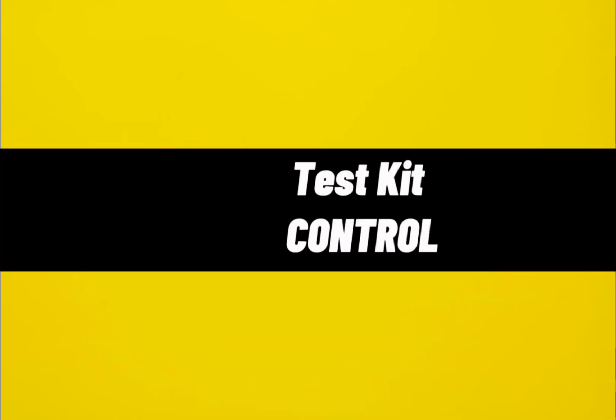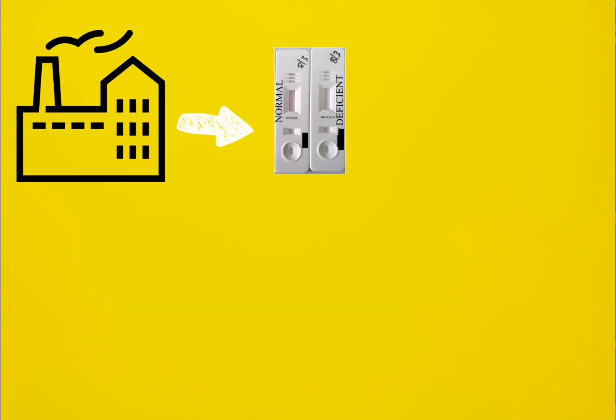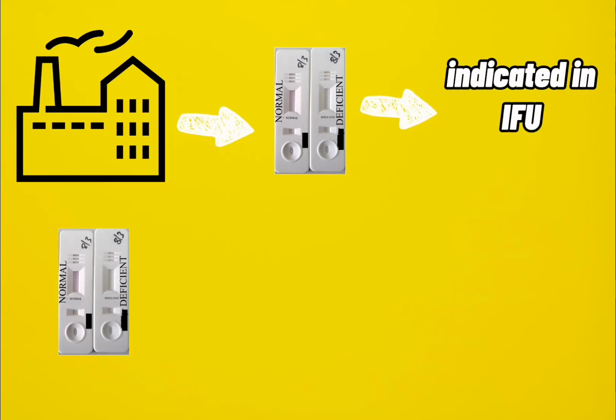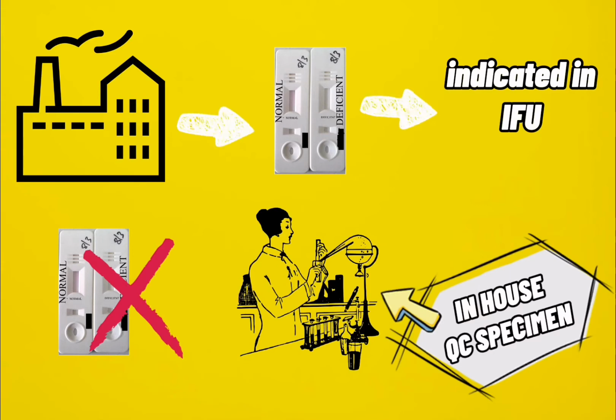For test kit controls, manufacturers supply positive and negative test kit controls. They will be run as indicated in the IFU for all test formats at the commencement of each testing session. Where positive and negative test kit controls are not supplied by the manufacturer, as will be the case for many rapid diagnostic tests, the laboratory will provide an in-house quality control specimen.